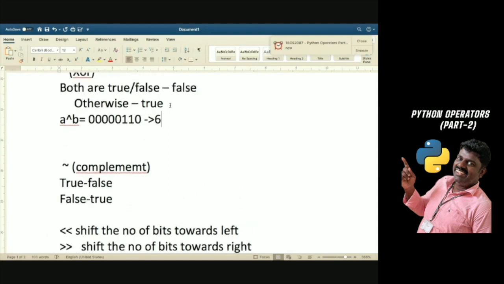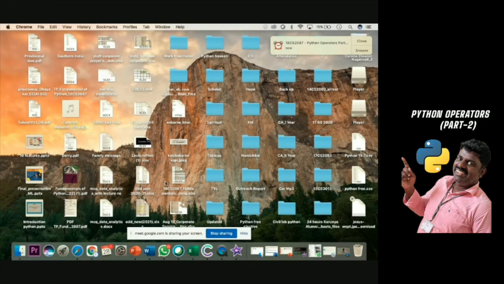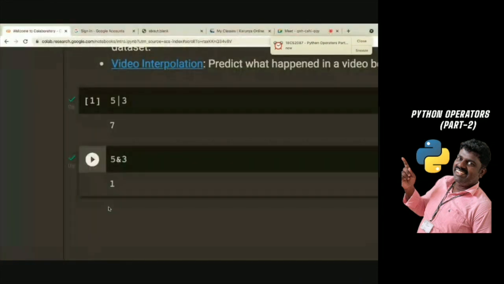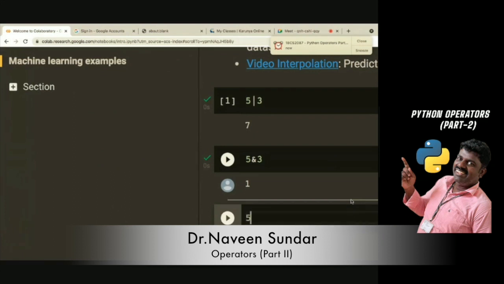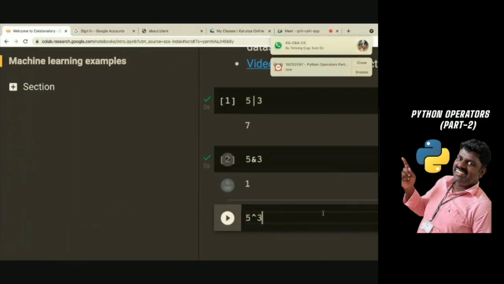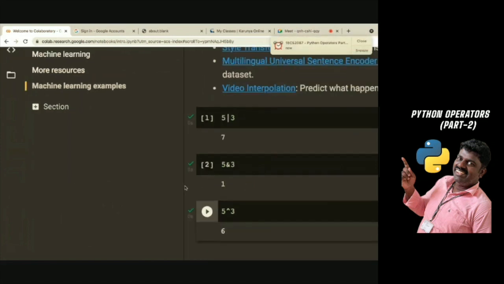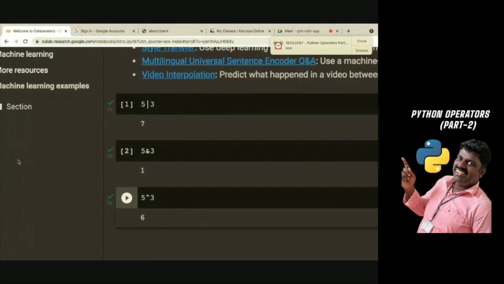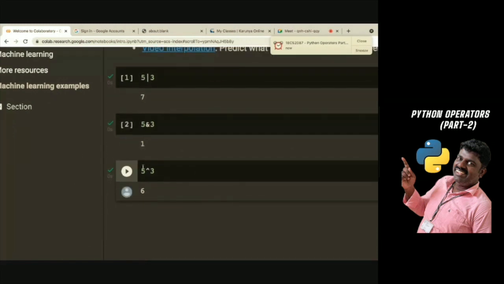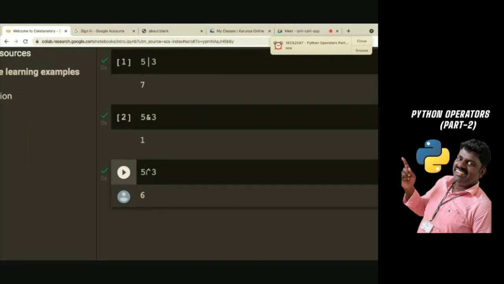So let us check whether we are getting the 6 or not. When we put 5 cap 3, 5 cap 3, yeah, 6. Got it? So 6 also it's working. So no issues. So this is the example for XOR.